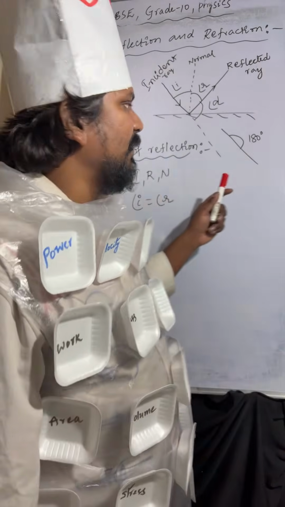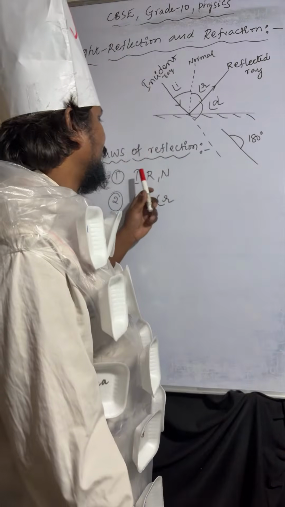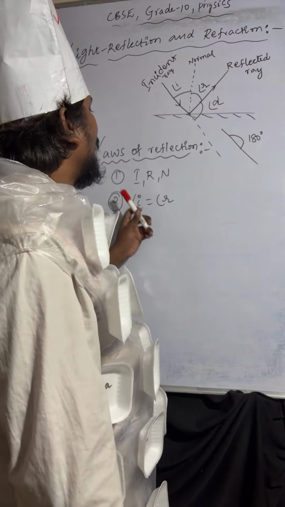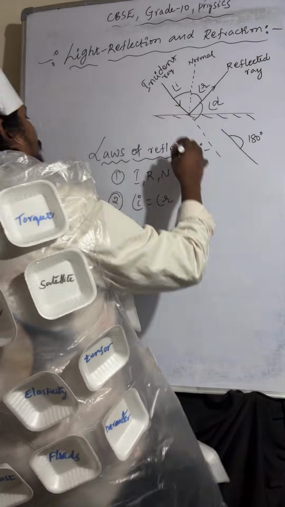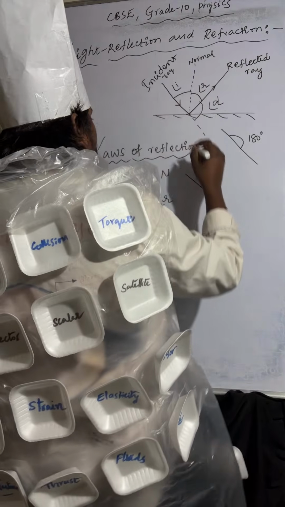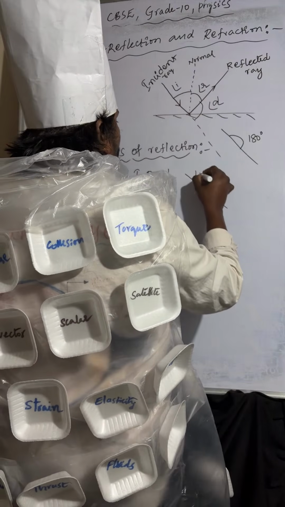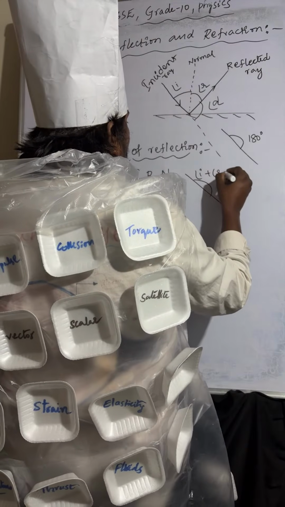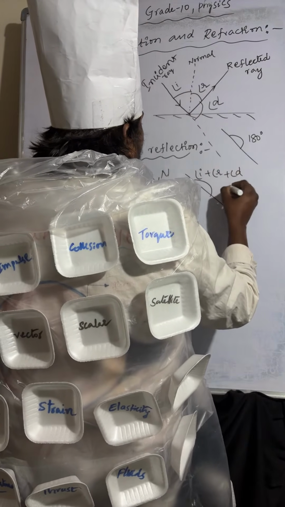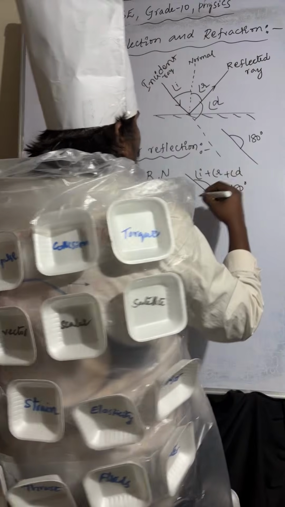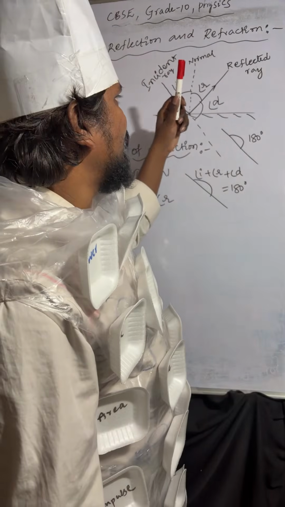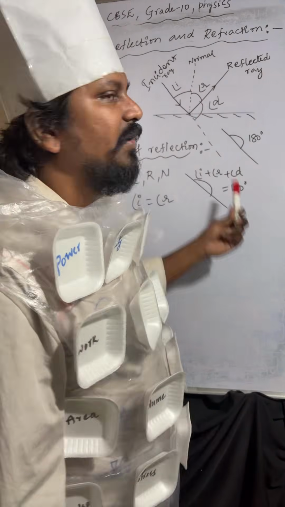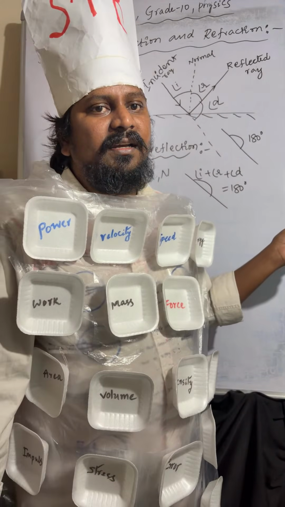Okay, so here you can observe the laws of reflection: incident ray, reflected ray and normal line, and angle of incidence is equal to angle of reflection. Here you can observe the linear angle: angle of incidence plus angle of reflection plus angle of deviation equals 180 degrees.